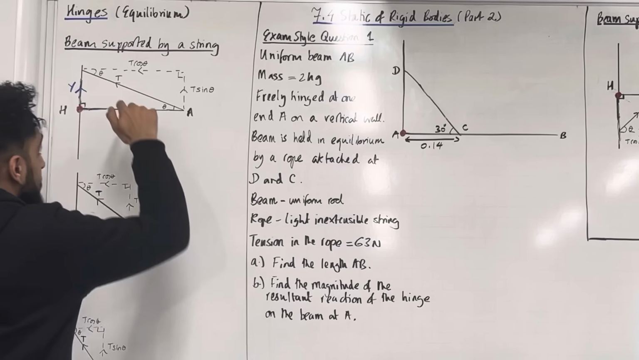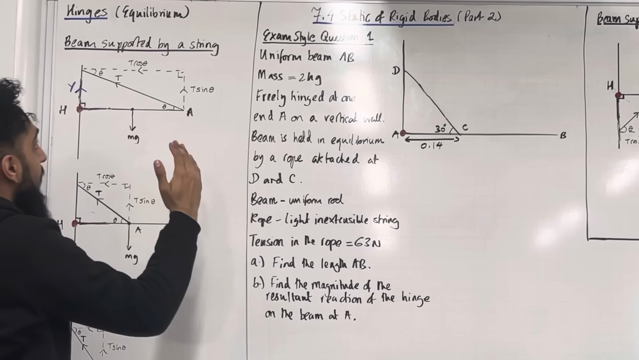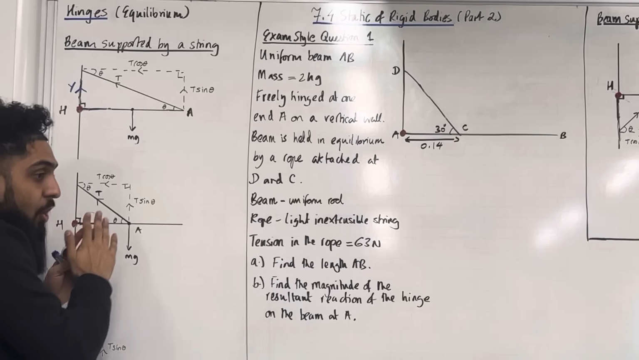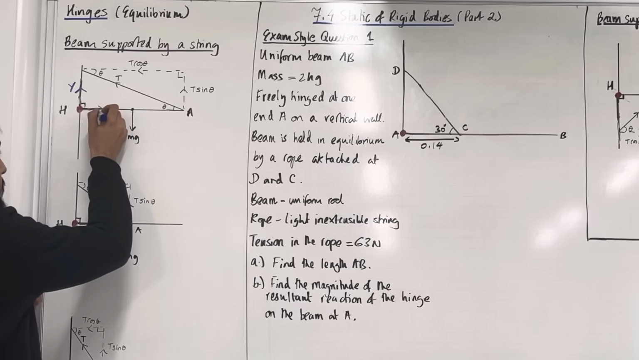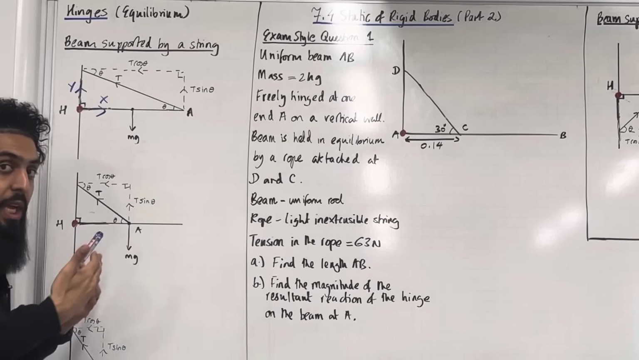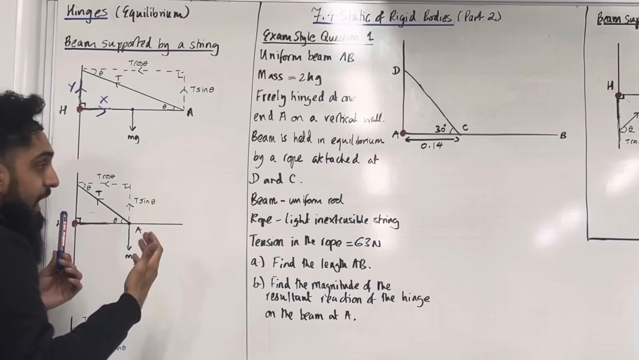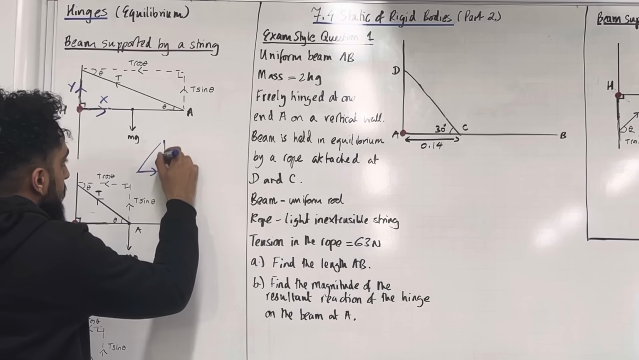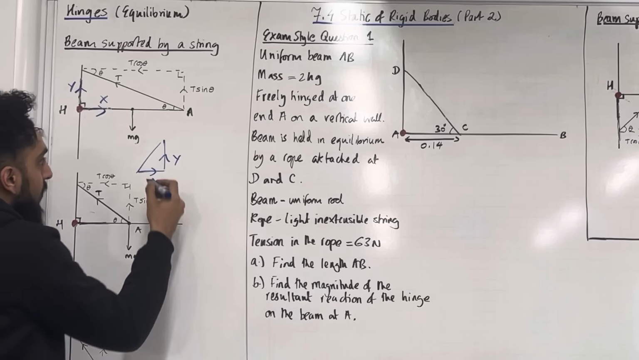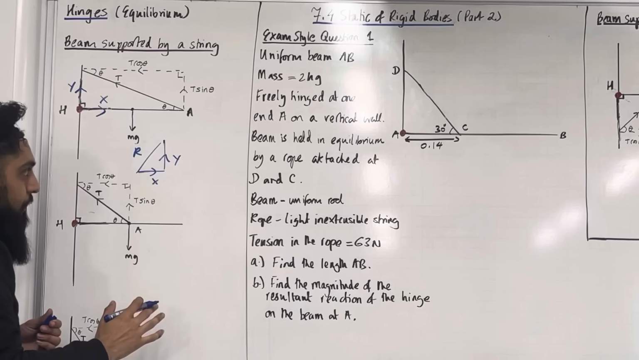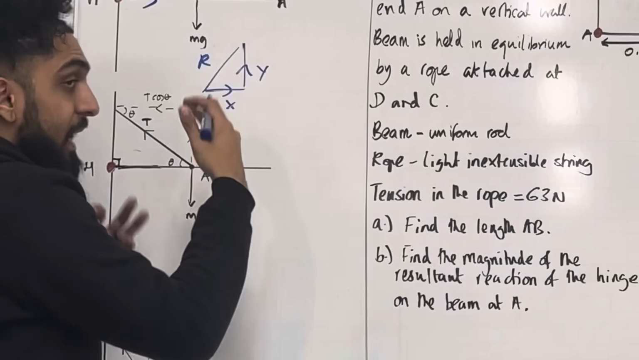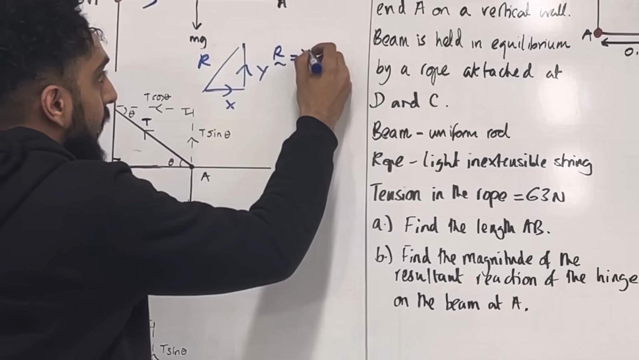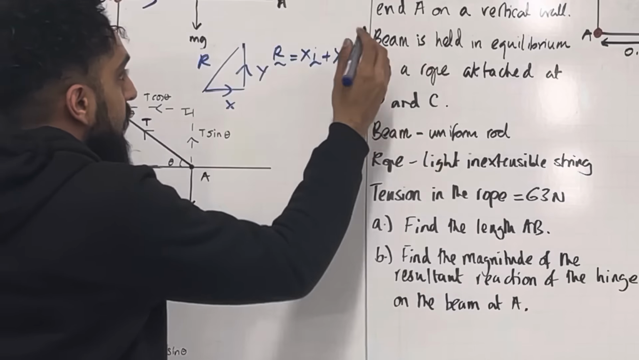Right, the tension force has a horizontal component acting to the left. So the horizontal component of the reaction force released by the hinge on the beam has to act to the right. We can call it X, to maintain equilibrium horizontally. We can now form a right angle triangle. So here is my right angle triangle. This part is X, this part is Y. This is my resultant reaction released by the hinge on the beam. We can write the resultant reaction as a vector. So it will be Xi plus Yj.